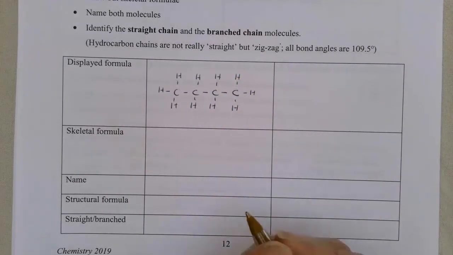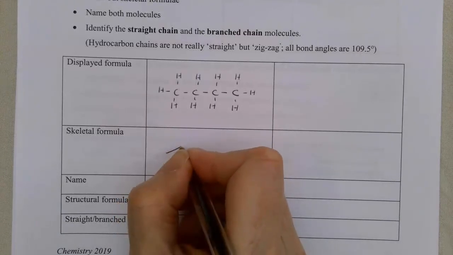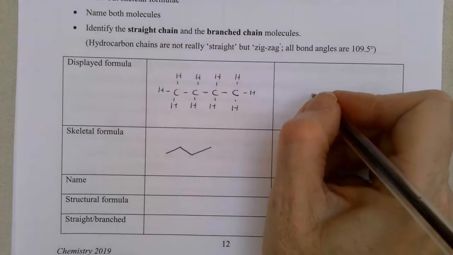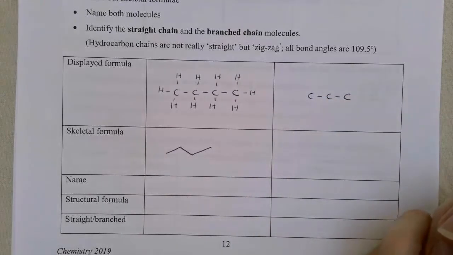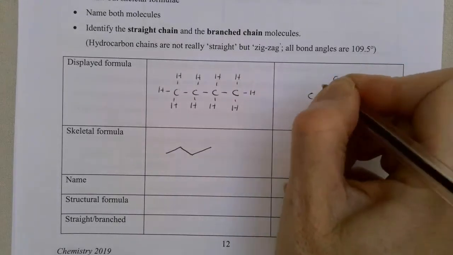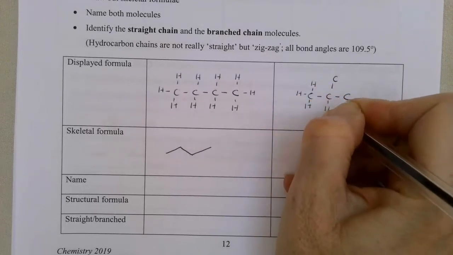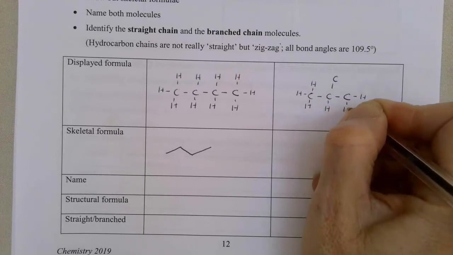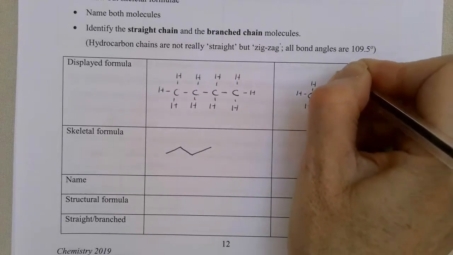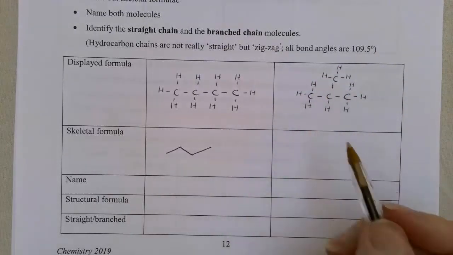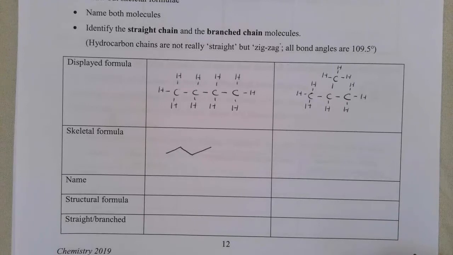Skeletal formula, quite easy. 1, 2, 3, 4 carbons. But there's another way I can arrange these carbons and hydrogens, and that's to have 3 carbons in a chain, but a methyl group on that middle carbon. So I'm having a branch on here, which is why this is called a chain isomer, because now it's got a branch on it. Same number of carbons and hydrogens, just different structural formula.